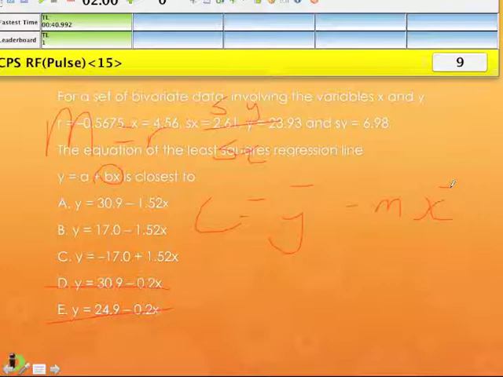What does the C equal? C is the y-intercept, so that's this A. All right.